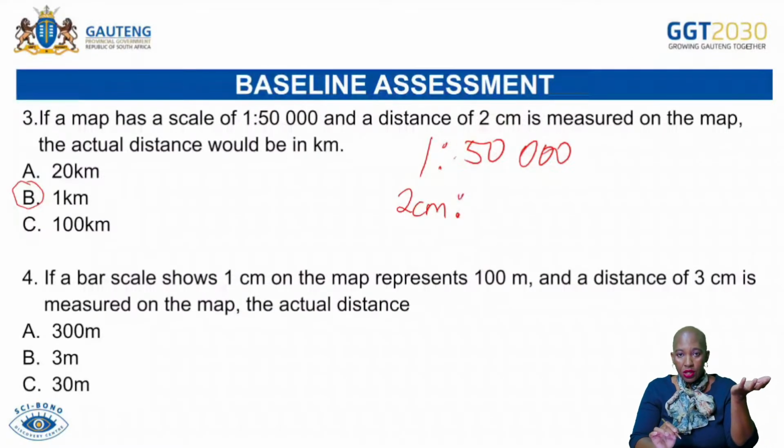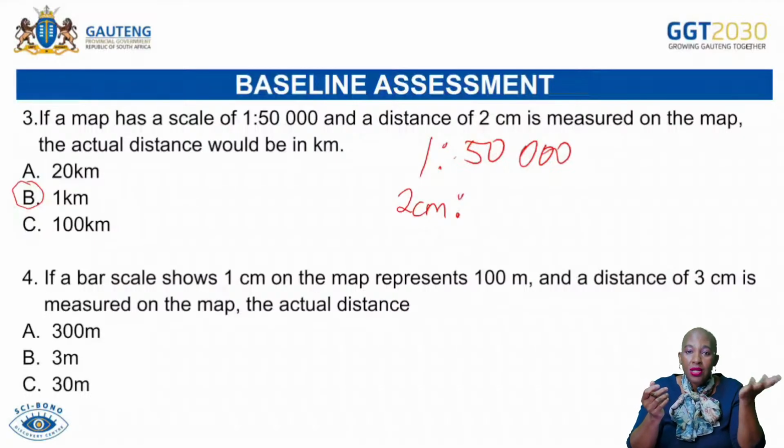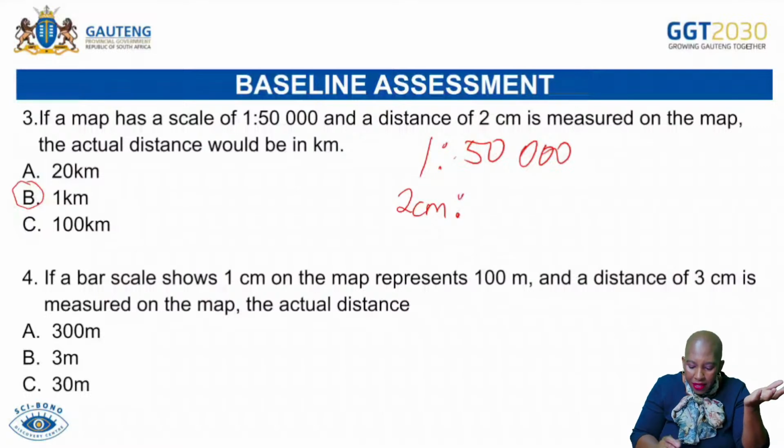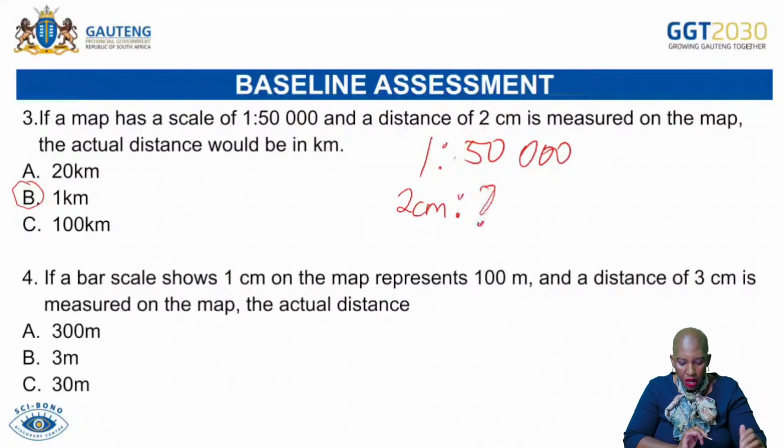Remember, we say 1 unit on the map represents 50,000 units in reality. So this 2 centimeters was measured where? On the map. And then we want to know in reality, it's equivalent to how many kilometers. I am not going to assist you, but you can do it by yourself. Let me stop there with number 3. I will deal with it when we go deeper into the calculation. Remember, this one is just a baseline. I want to see what you know and what you don't know.